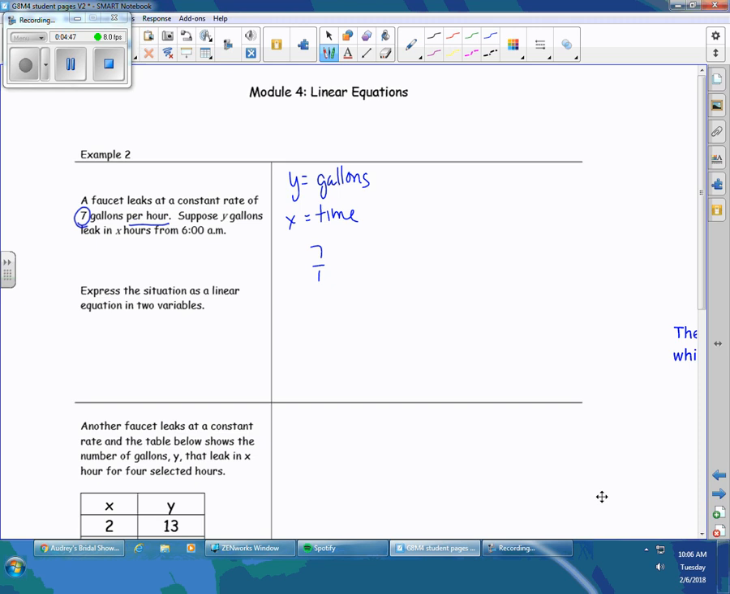That's our slope. So when I'm writing the equation, y equals, I can say 7 over 1 or just plain old 7, x. So however long it's leaking for, that's what I would plug in for x, multiply it by 7, and that will give me the total amount that is leaking. So the slope represents the rate at which the faucet is leaking.